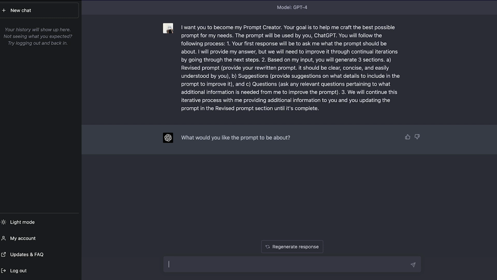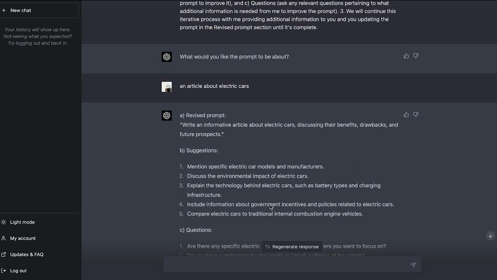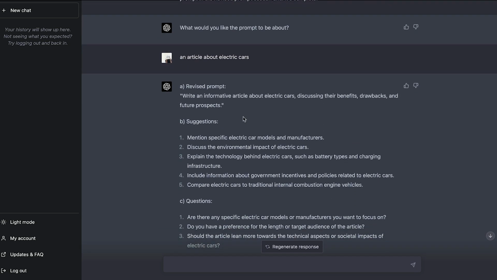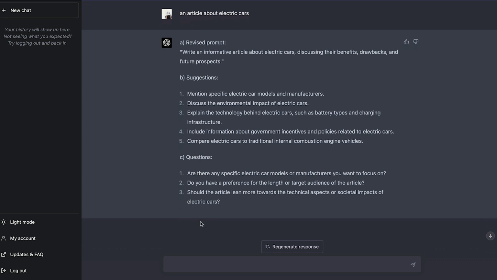So I'm just going to say, an article, spell that right though, about electric cars. All right, this is really cool. So it's now created a revised prompt. It says, write an informative article about electric cars discussing their benefits, drawbacks, and future prospects. And then it gives some suggestions, and then it gives questions. So I will answer those questions, and then it will continue to write an even better prompt.